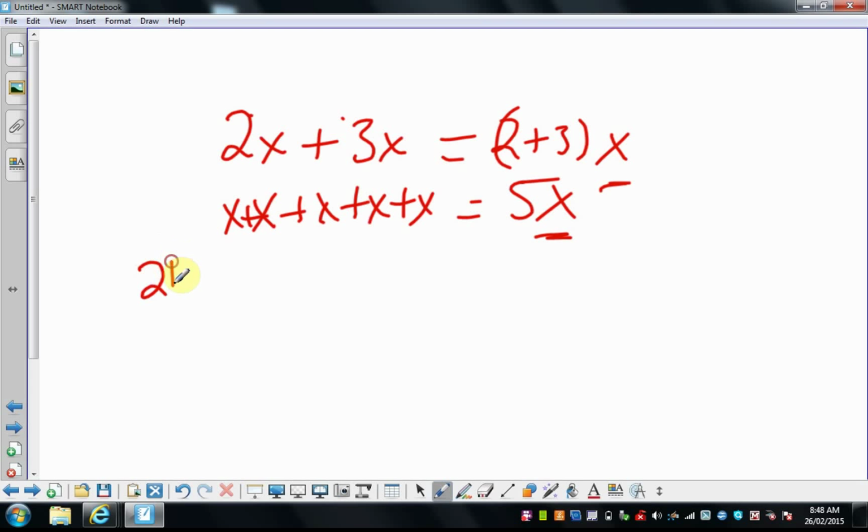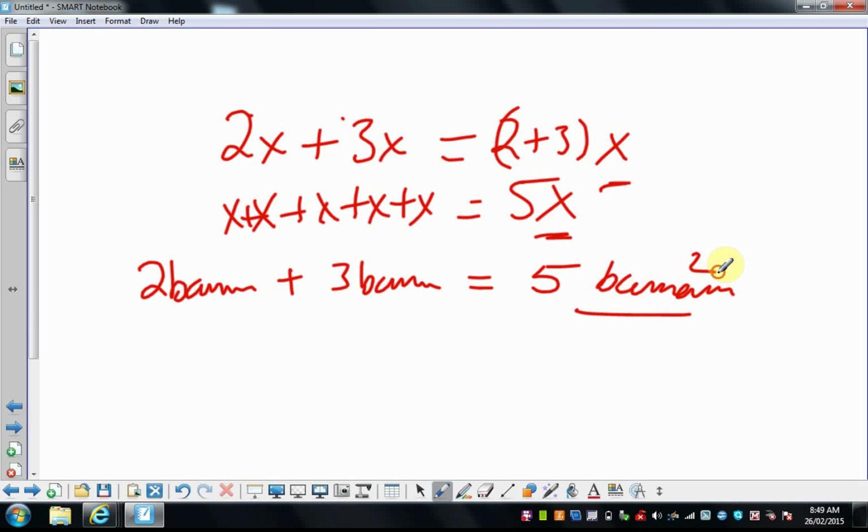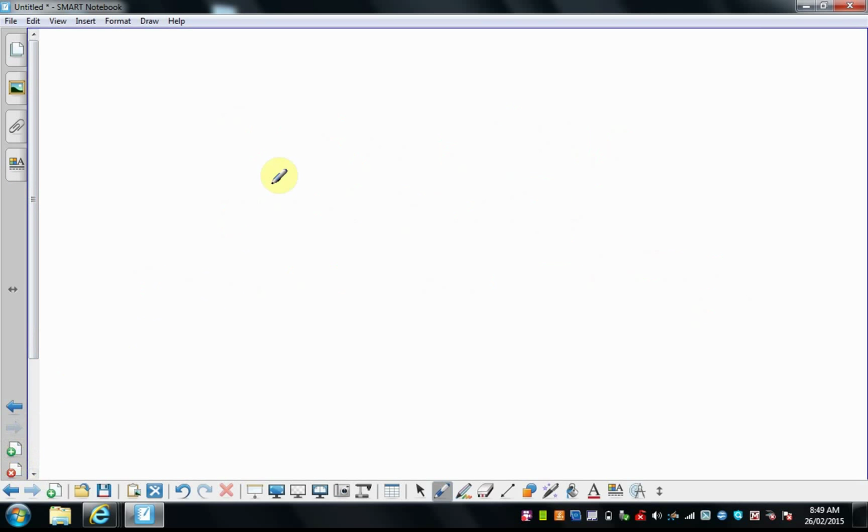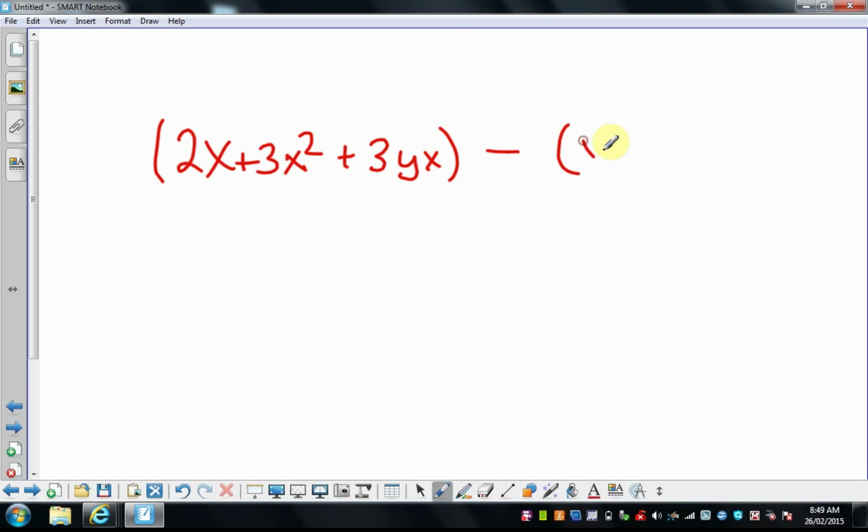It's like you have 2 bananas and you have 3 bananas. You have a bunch of fruit. No, just kidding, you have 5 bananas. You don't have 5 banana squares. That sounds good. Anyway, you don't have that. The other thing you might want to do, and when we get to 2.3 or 2.2, sorry, is collecting like terms where they're separated by brackets and that sort of thing. So I'm going to put something together here, and you have something like this, and we'll collect like terms here. Let's see what happens.